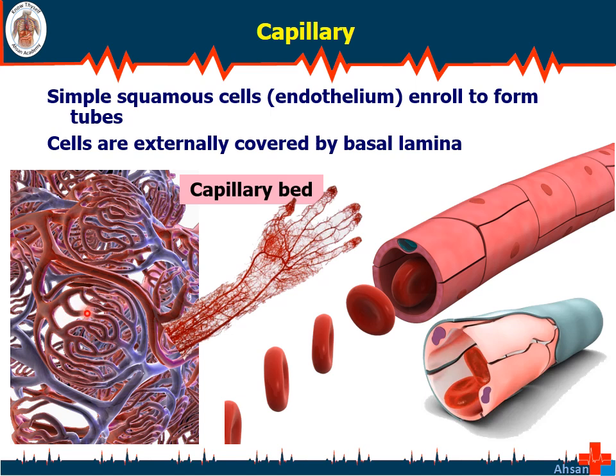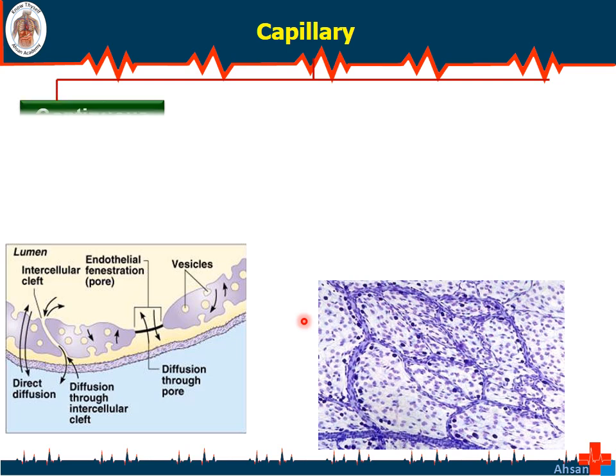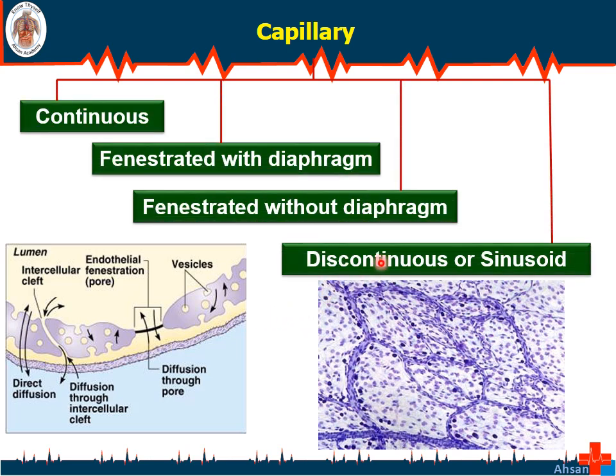This capillary forms a very intricate network in the tissue, and this network is known as a capillary bed. You can see the capillary bed is of three types: continuous, fenestrated, and discontinuous. Fenestrated may be with diaphragm or without diaphragm, and discontinuous is also known as sinusoidal capillary.